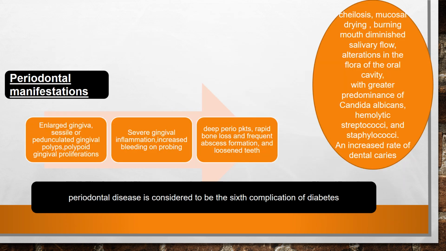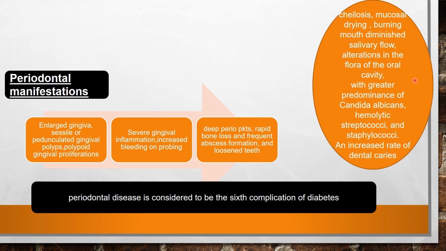So coming to the oral manifestations. Oral manifestations include cheilosis, mucosal drying, burning mouth or tongue, diminished salivary flow, then alterations in the flora of the oral cavity, that is increased prevalence of Candida albicans, hemolytic streptococci and staphylococci, and an increased rate of dental caries. Obviously, there will be decreased salivary flow, so there will be an increased rate of dental caries.